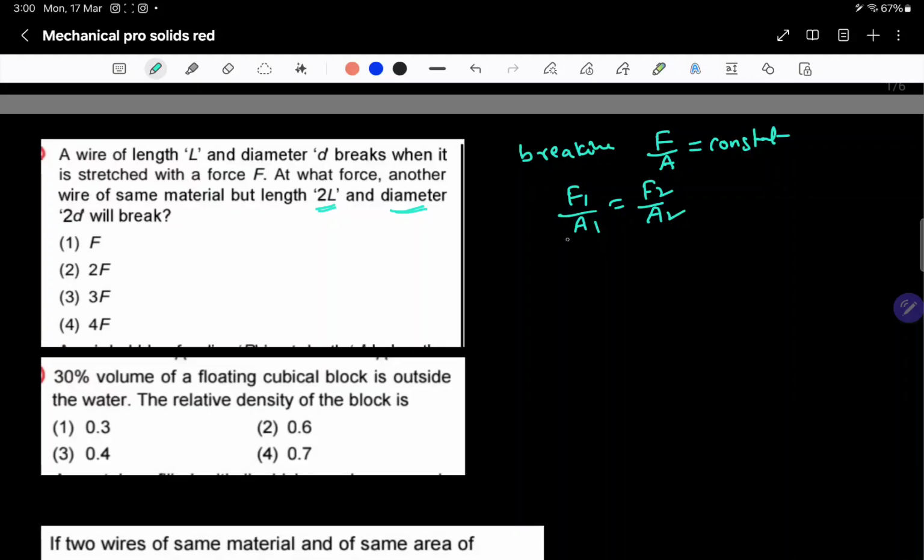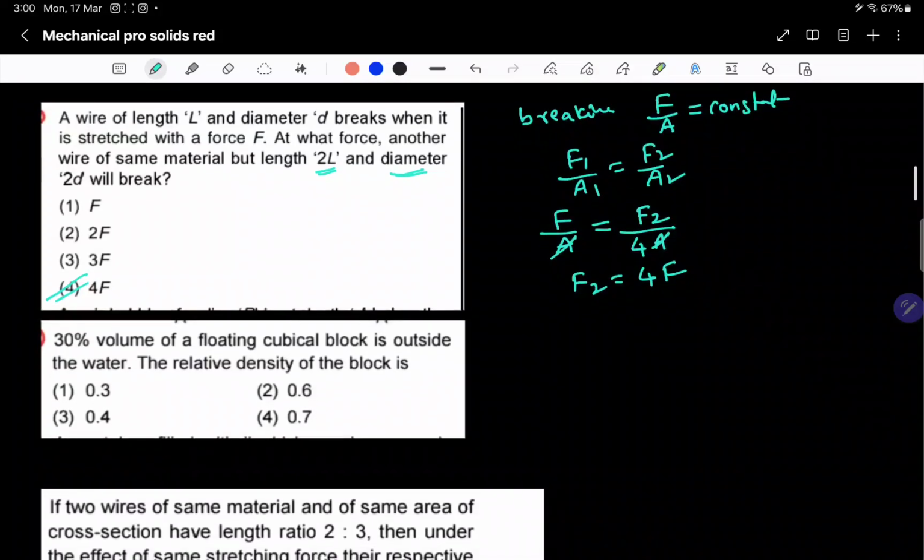Now here F1 is F, given area of cross section A. F2 is asked here, with area of cross section for doubled diameter. Diameter doubled means R square is 4 times. Area of cross section 4 times more. Simple only. Now here area of cross section, area cancels here. F2 equal to new force equal to 4 times F. Given option 4, students. 4F.